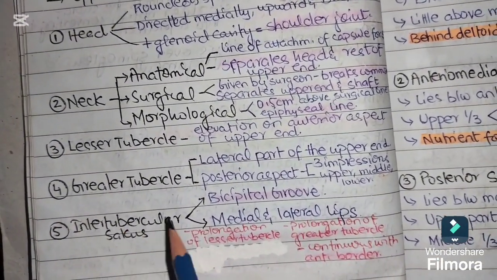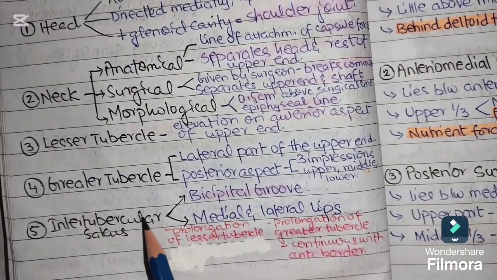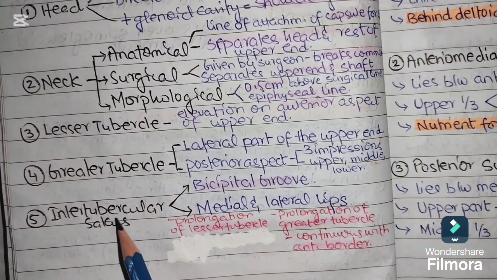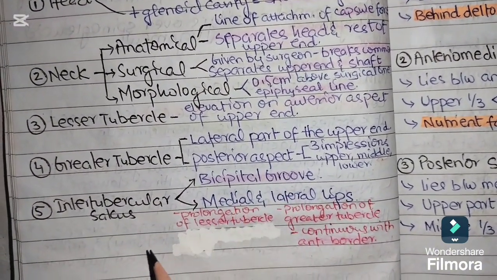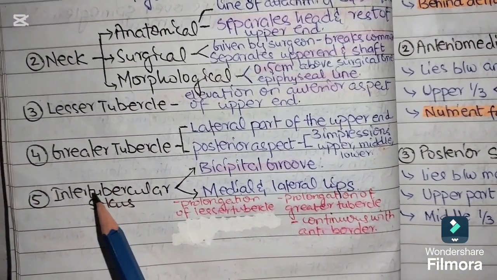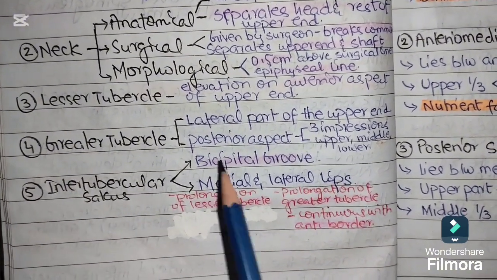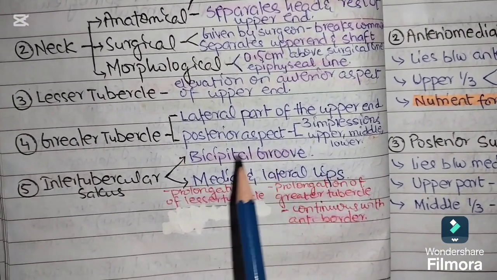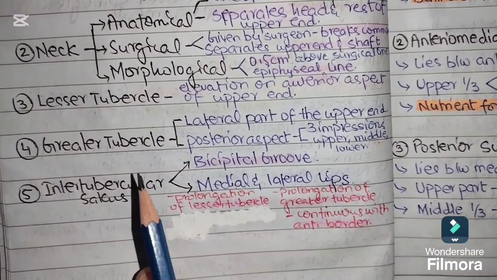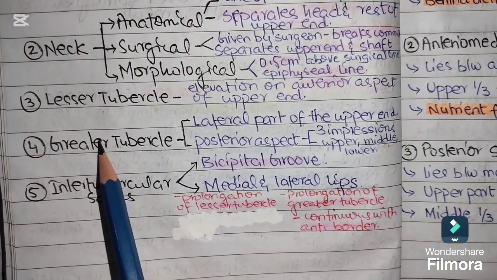Then finally we have the intertubercular sulcus, which is also known as the bicipital groove. The tubercles are basically the points of elevation, and the sulcus or the groove are basically depressions. The name of this depression is intertubercular sulcus, or it can also be called the bicipital groove, and it is the depression which is present between two elevated points on the upper end of the humerus bone, which are the lesser tubercle and the greater tubercle.